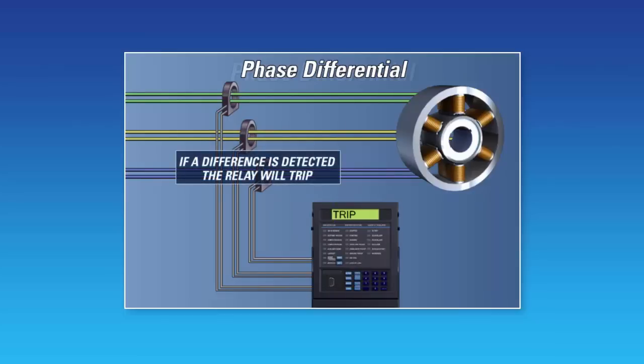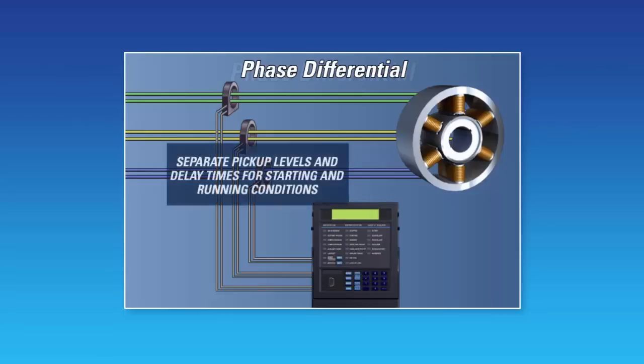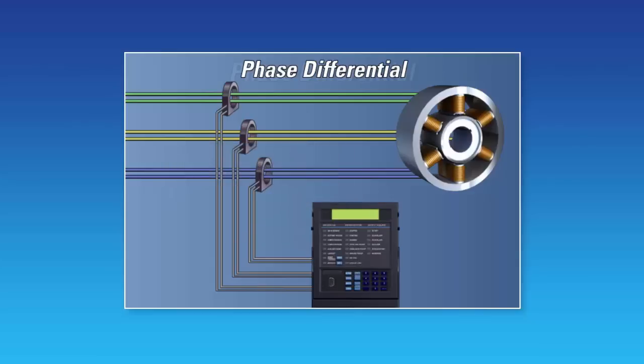If this difference is equal to or greater than the pickup level for a period of time greater than a user-specified delay, a trip will occur. Separate pickup levels and delay times are provided for the motor starting and running conditions. In this example, both sides of each of the motor's stator phases are being passed through a single CT. This is called the flux balance configuration and is the most desirable owing to its sensitivity and noise immunity.